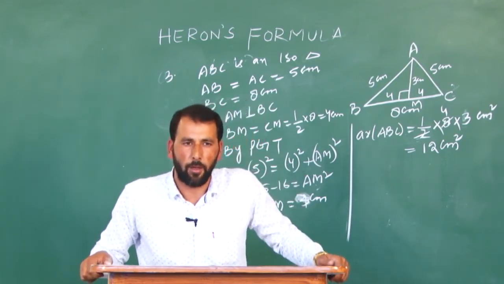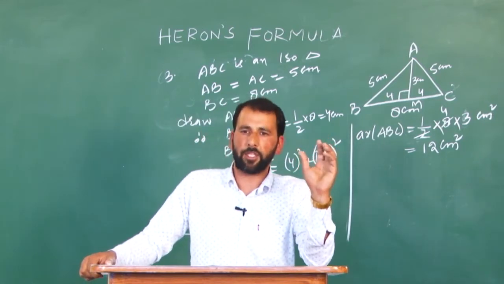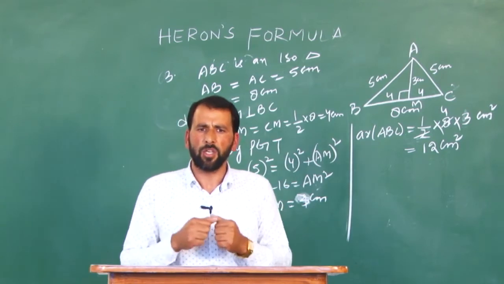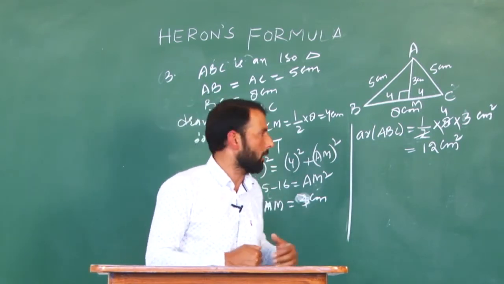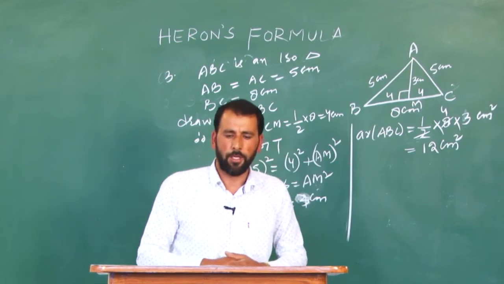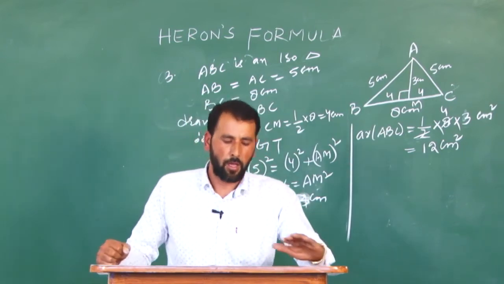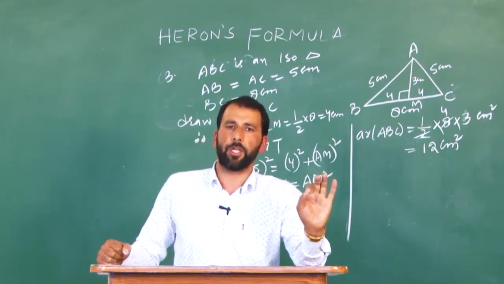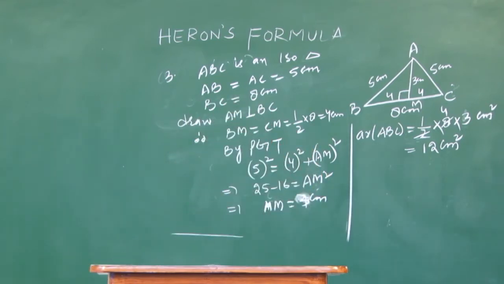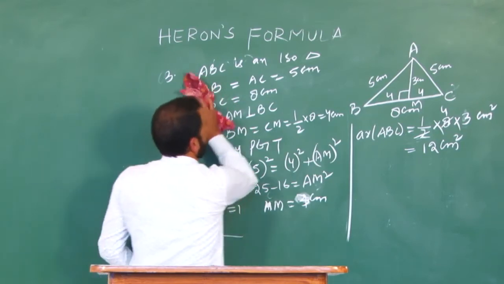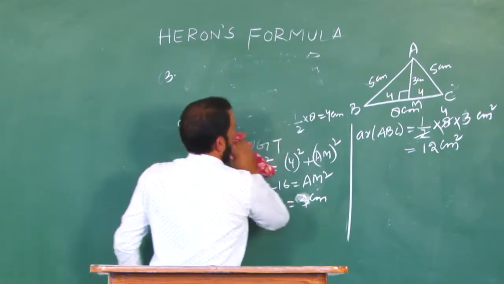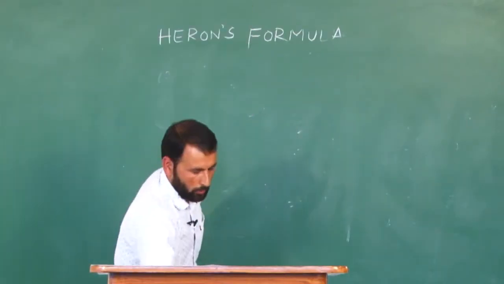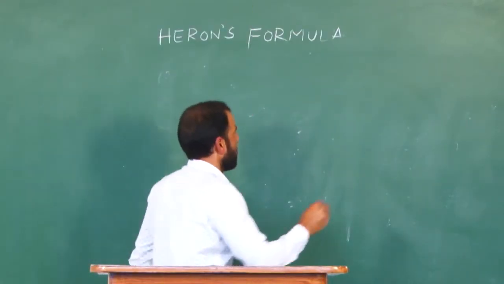For a scalene triangle, we know that a scalene triangle is a triangle when the 3 sides of the triangle are different, when the 3 sides are not equal. So for a scalene triangle, if the length of the sides is given but its height is not given, we draw a scalene triangle here, taking different sides.